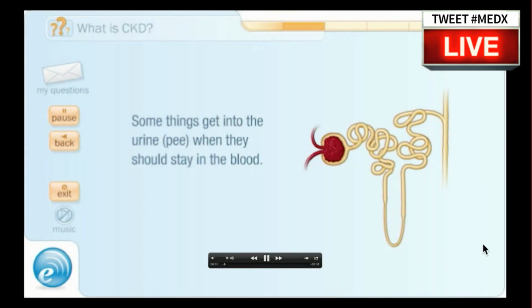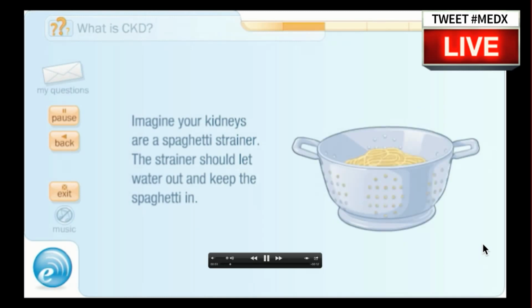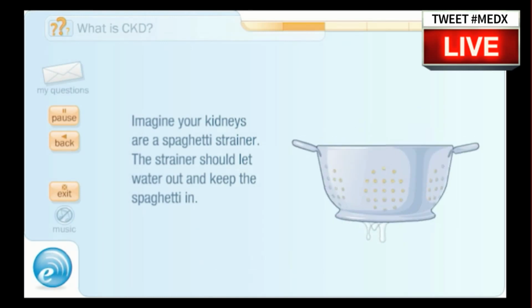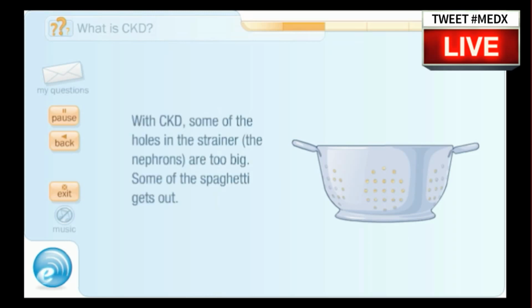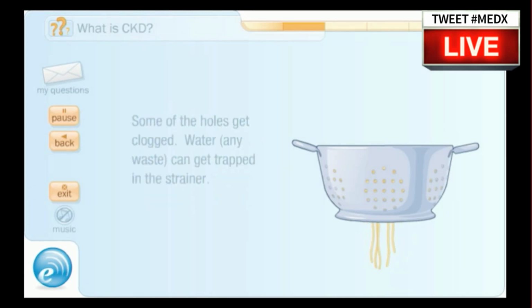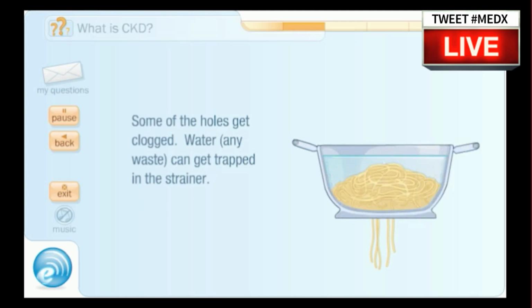Think of it like this. Imagine your kidneys are a spaghetti strainer. The strainer should let water out and keep the spaghetti in, right? Well, with CKD, some of the holes in the strainer, these are the nephrons, are too big. So some of the spaghetti gets out. In addition, some of the holes get clogged, so water, this would be any waste, can get trapped in the strainer. Obviously, not getting rid of waste isn't a good thing, but there are things you can do that will help. I'll get to that, but first, let's look at what causes CKD.